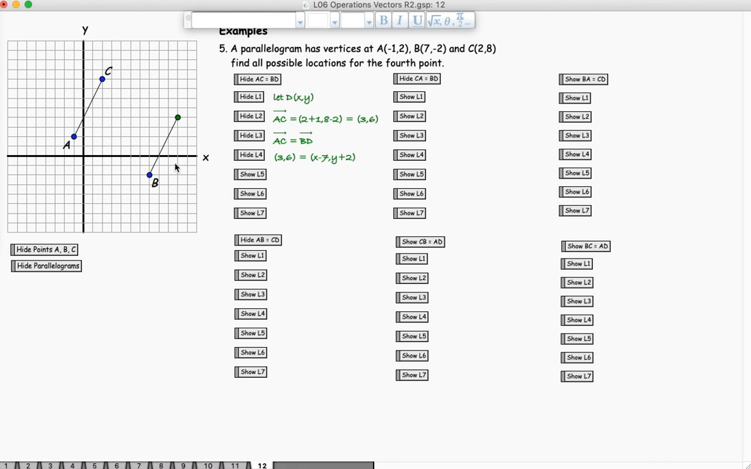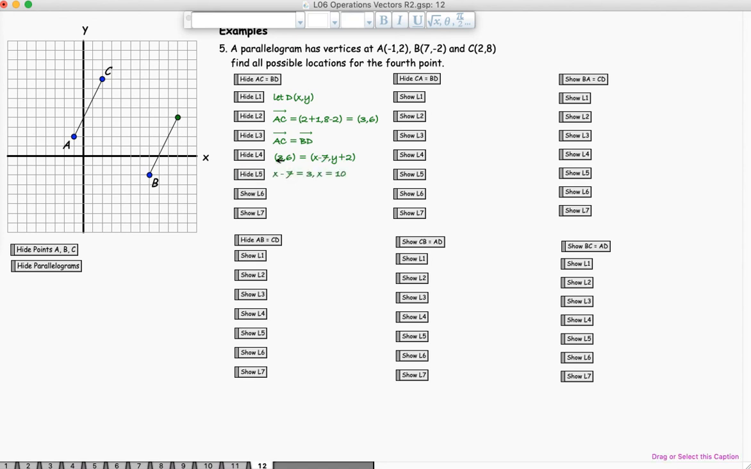Now, what is vector BD? Well, remember B is 7, -2, and I am starting from B and ending at D. So if I want the correct position vector for that, BD should be x minus 7, y plus 2. Starting from B and ending at D, let's view it this way: you're going to have to take away 7 to zero that out, and you're going to have to add 2 to zero that out. And that's how we get position vector BD.